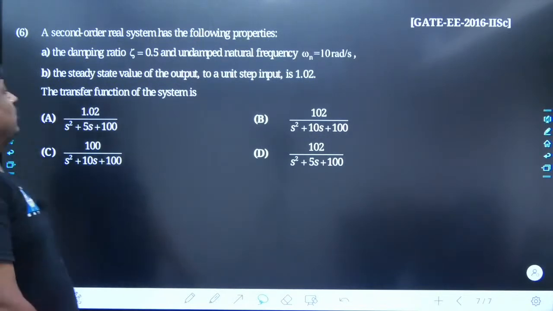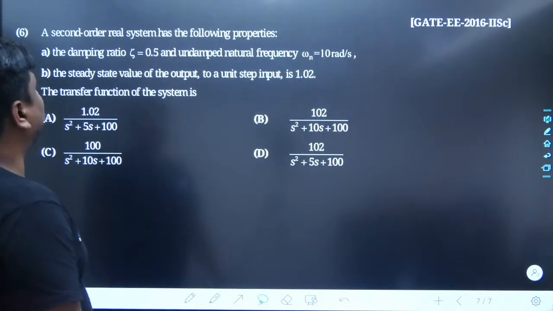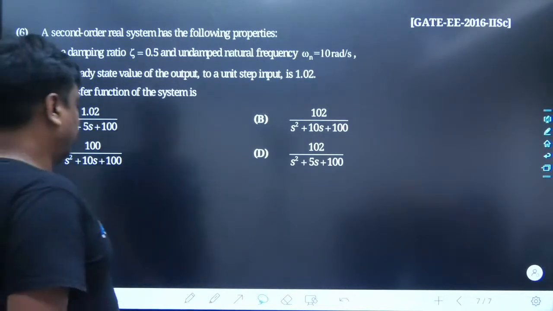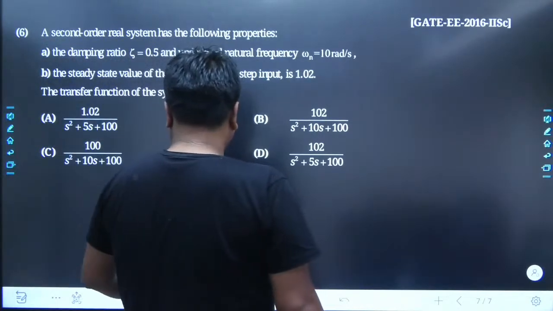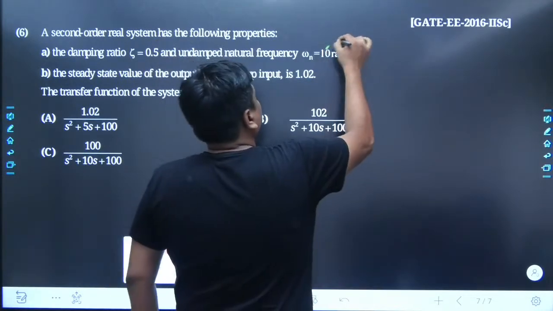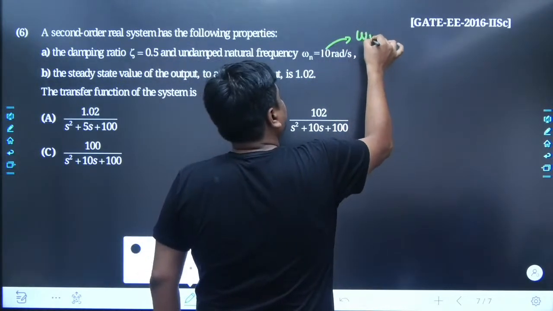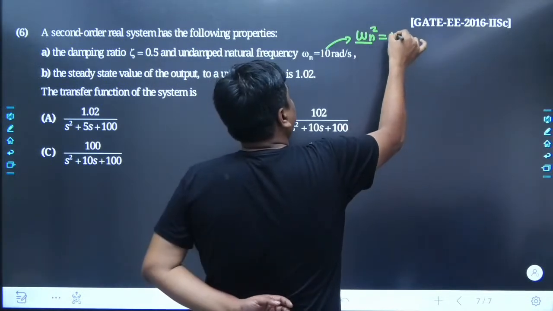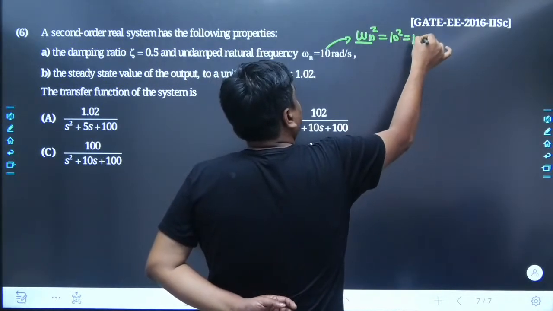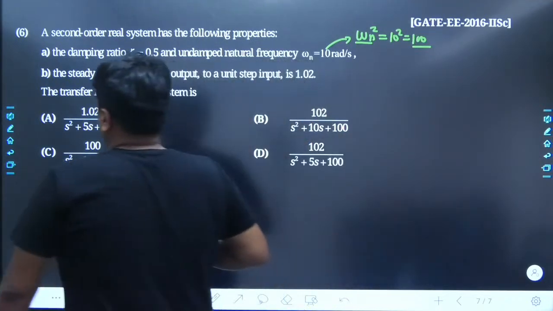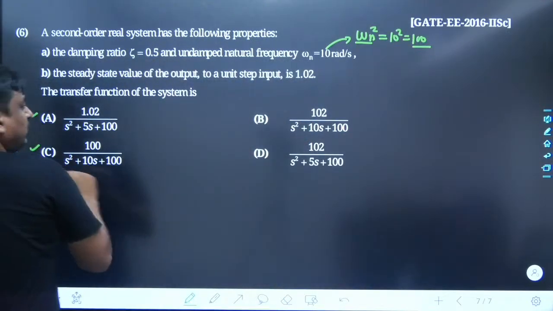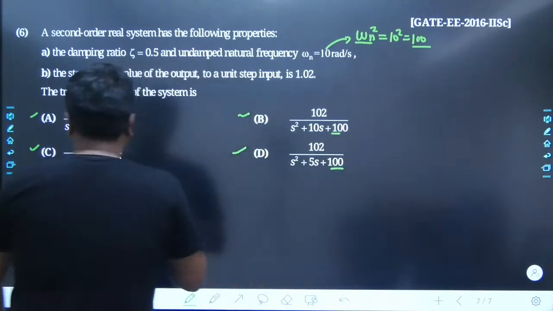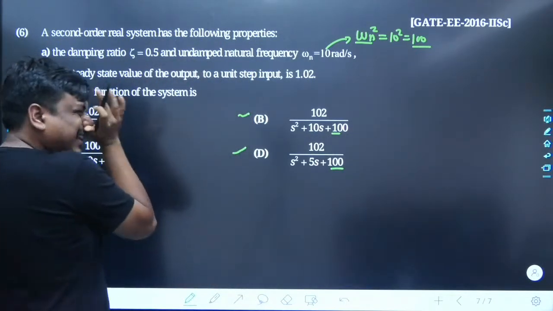See, the second order real system has the following properties. The value of zeta has to be 0.5 and omega n has to be 10. If omega n is required to be 10, basically towards the denominator side we had the constant coefficient omega n square and that should be 100. So obviously option A, option B, option C and option D all had the constant coefficient as 100, at least in terms of omega n. They had not been different.